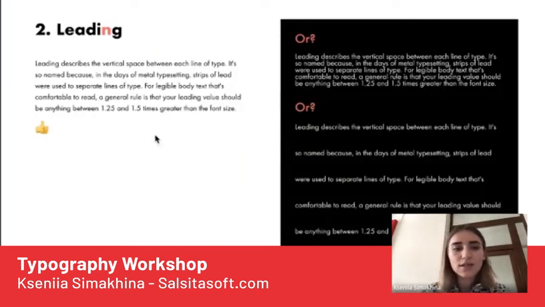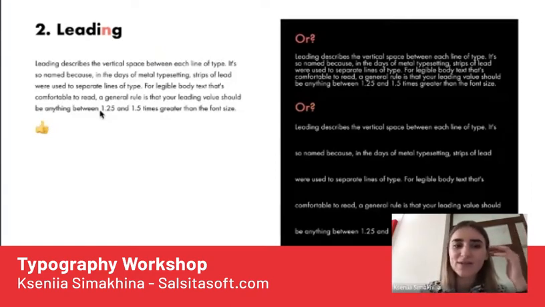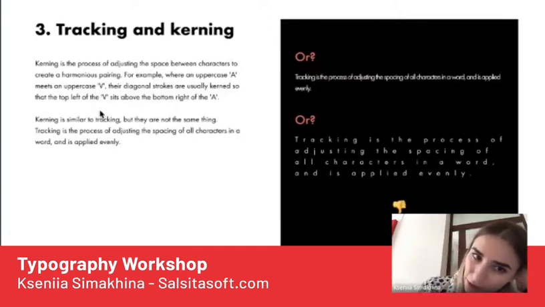So the best solution for line spacing is to use 120 or 150%. When you are working in Figma or something, you can just set it in your tool. It's the best solution you can find, and it will usually depend on your font size. Tracking and kerning.